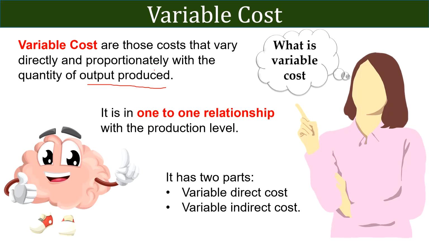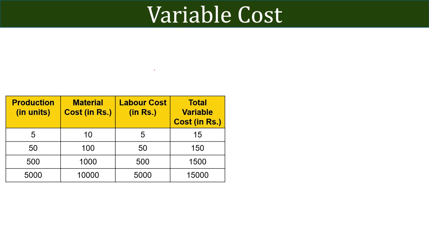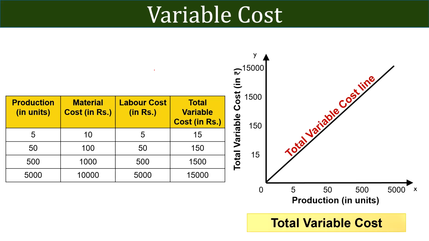Majorly, it is divided into two parts: variable direct cost and variable indirect cost. Variable indirect cost is nothing but the variable overheads. Further, let us understand the concept of variable cost with an example. In the table given here, as the firm produces 5 units of products, it costs rupees 15 to the firm. And as the output increases, so does the variable cost in the same proportion, as you can see in the figure. So, the relationship between the volume of output and total variable cost is continuous and linear. That is, a straight line is formed when plotted on a graph.